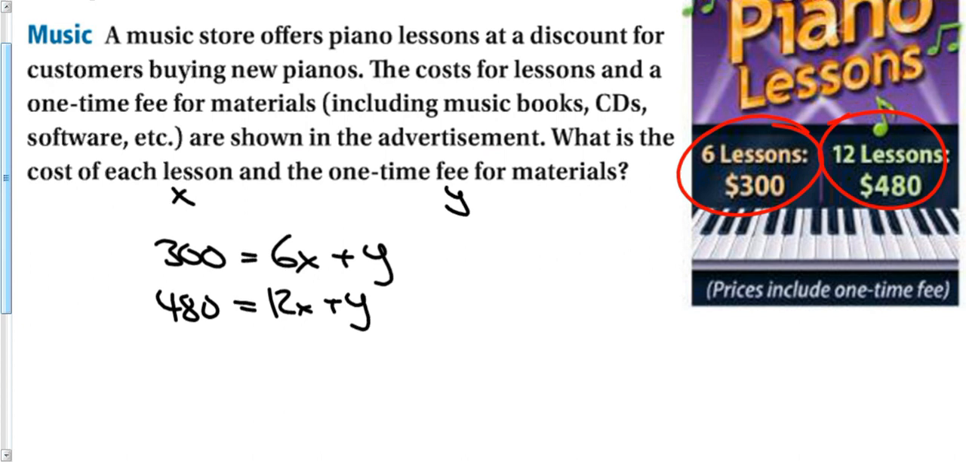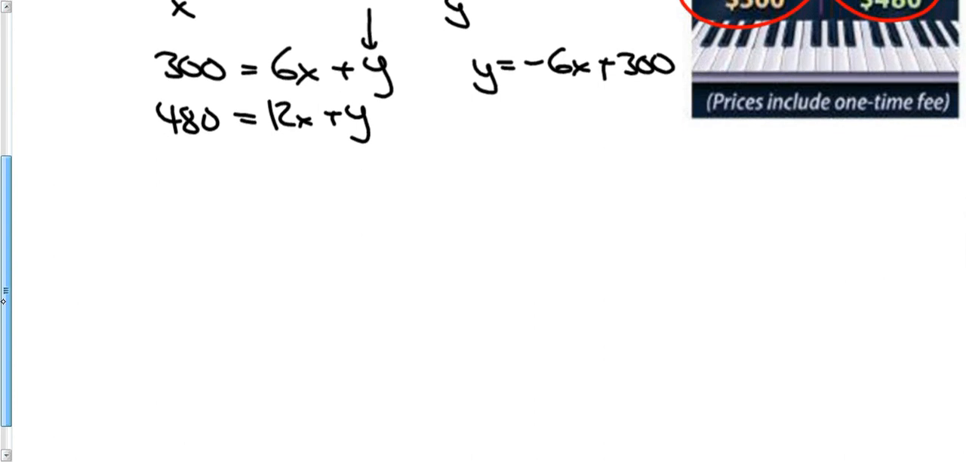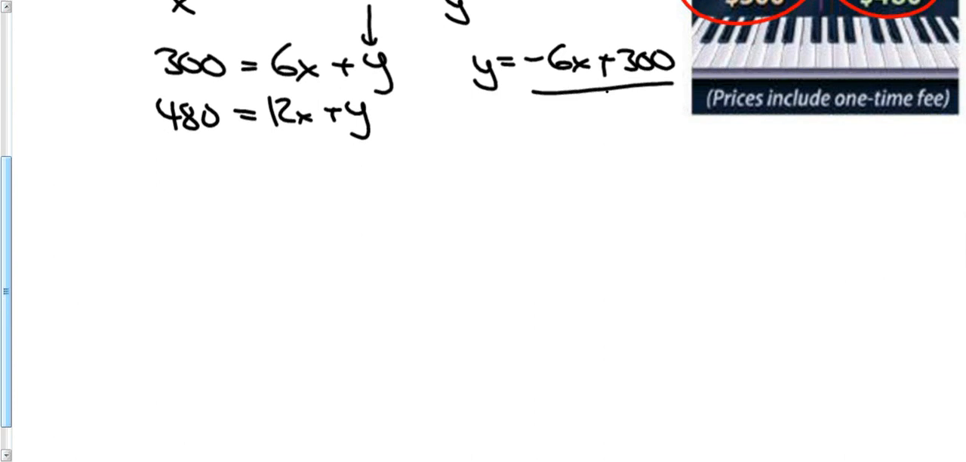Okay. So now you have a couple choices. Now I can solve this using substitution. I could also solve it with my next method, but we haven't got there yet. So let's use substitution again. Let's isolate that y in the first equation. All right, so get it by itself. I'm going to subtract 6x from both sides. So that's going to leave me a new equation with y equal to negative 6x plus 300.